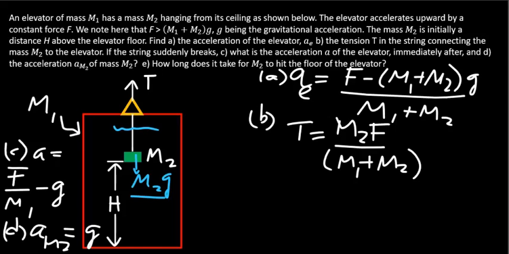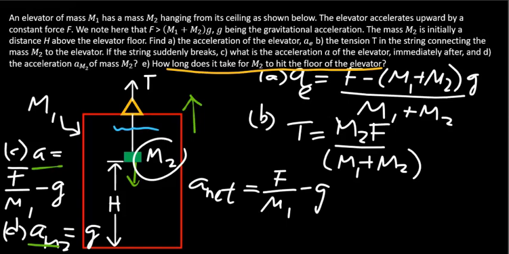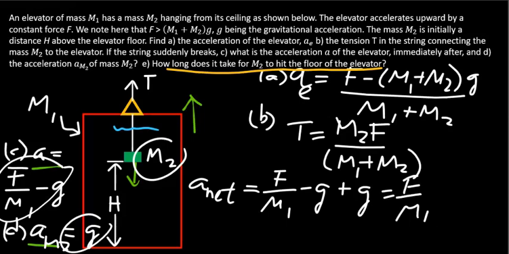That brings us to part E. How long does it take for m2 to hit the floor of the elevator? So you see, once this thing is cut, it will move downward with acceleration a m2. At the same time, the elevator is moving up with that much of acceleration. So there is a net acceleration associated with that mass m2. And that is F over m1 minus g plus g. This plus that, and that is just F over m1.